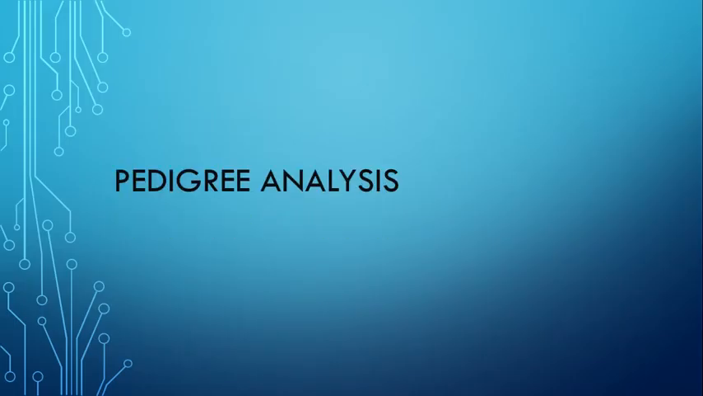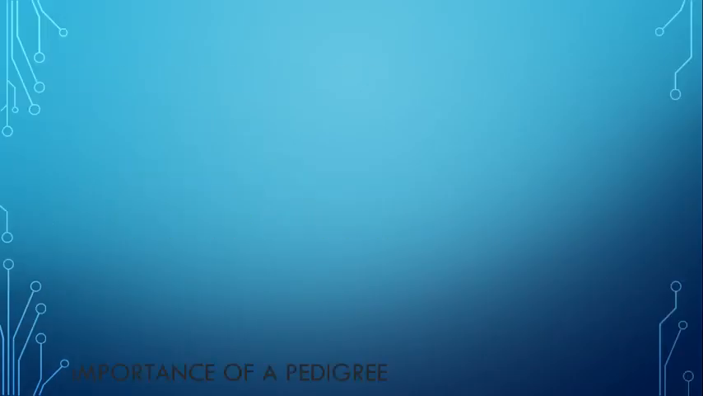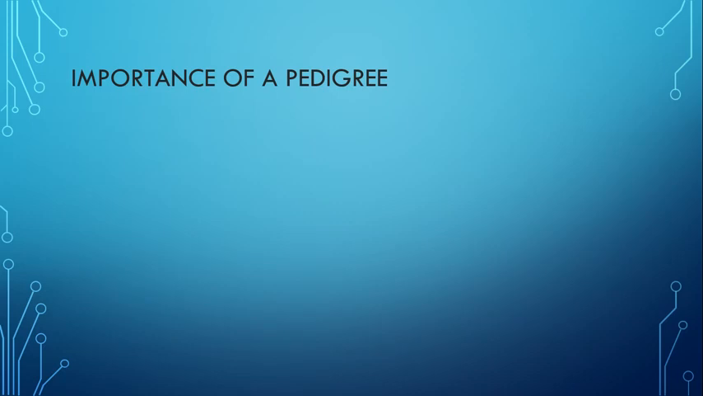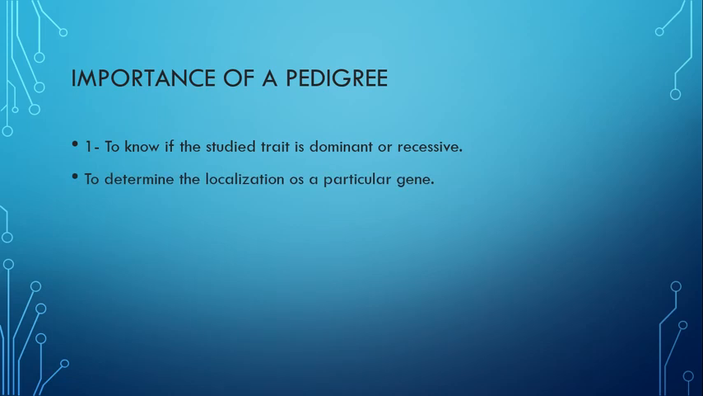Today's lesson is about pedigree analysis. What is the importance of a pedigree? From a pedigree, we can first know if the studied trait is dominant or recessive. We can also know the localization of a particular gene. When we talk about the localization, we mean if the gene is located on an autosomal chromosome or if it is located on a gonosomal chromosome, or a sex chromosome.